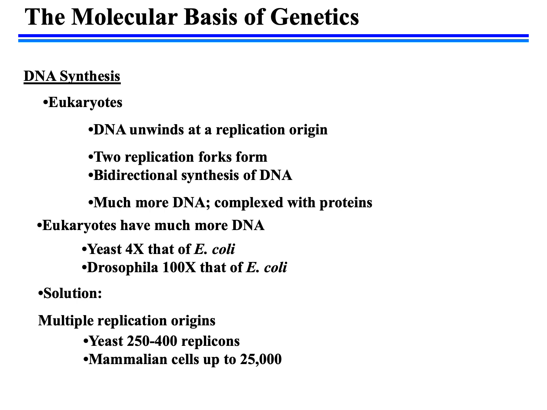Most importantly, quickly. The solution in eukaryotes is to have multiple replication origins. In mammalian cells, there are or can be up to 25,000 replication origins.